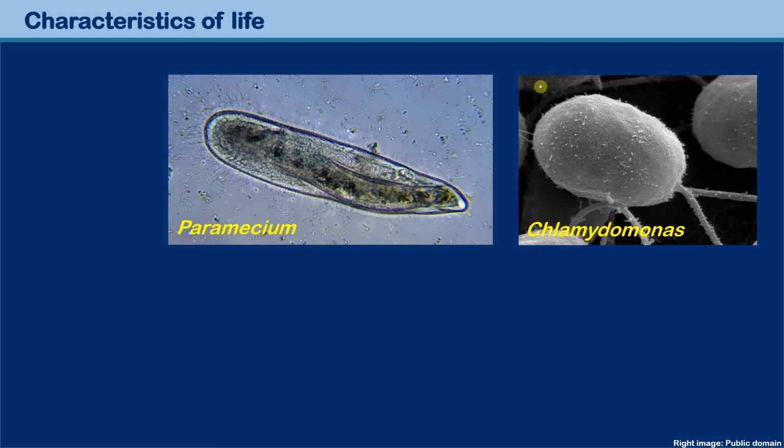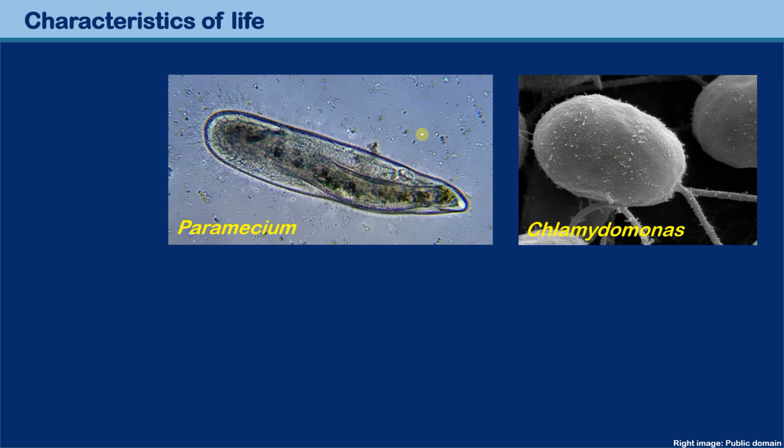Let's talk about the characteristics of life, and I'd like to first show you these two pictures over here. Here on the left side, this one is a single-celled organism. It's known as Paramecium, and it lives in water. And Chlamydomonas over here, this is a picture of an algae. It's a single-celled plant, which is green normally. It does not look green here because it's an electron micrograph, and they are not able to show color.